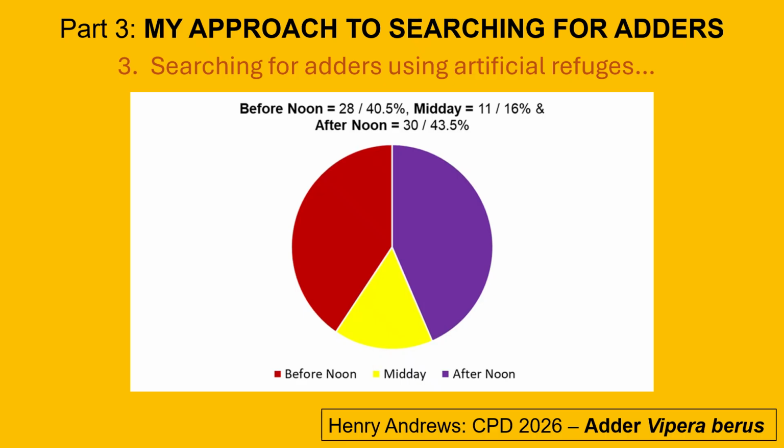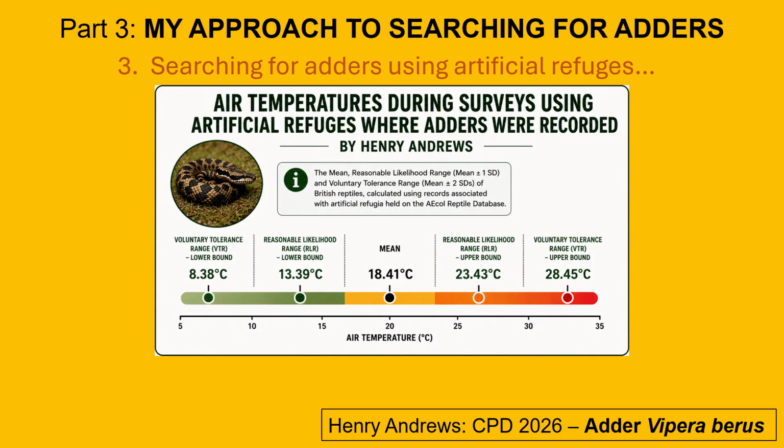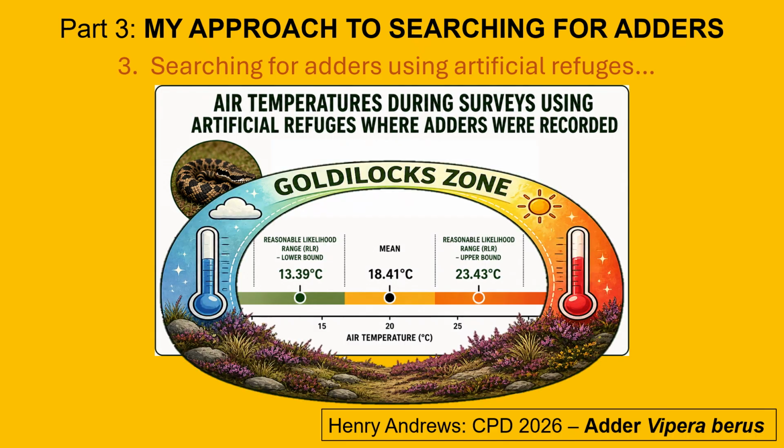To ensure I was doing my circuits in the right condition, I focused on air temperature in my data to see if I could define a believable Goldilocks zone where adders would exploit the temperature of the refuges through thigmothermy. To that end, the temperature values for my adder records were grouped for me by my partner, Teresa, into a reasonable likelihood range, which was defined as mean, plus or minus 1 standard deviation, and a voluntary tolerance range, which was defined as mean, plus or minus 2 standard deviations. And this is my Goldilocks zone for refuges, 13 to 23 degrees centigrade.